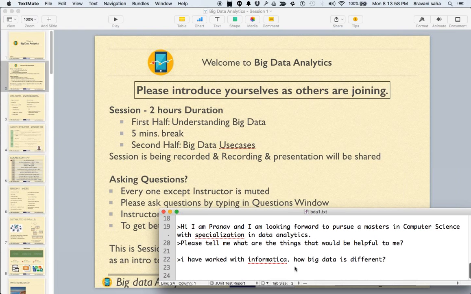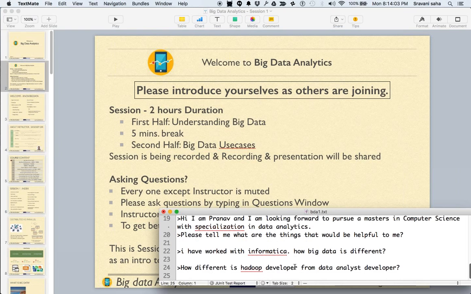Now, Sairam's question is, how different is a Hadoop developer from a data analytics developer? Do you mean big data analytics? So as a Hadoop developer, you might have to code, but in case of a data analyst, you might have to analyze data, understand the correlations, and you should have the ability to present data.